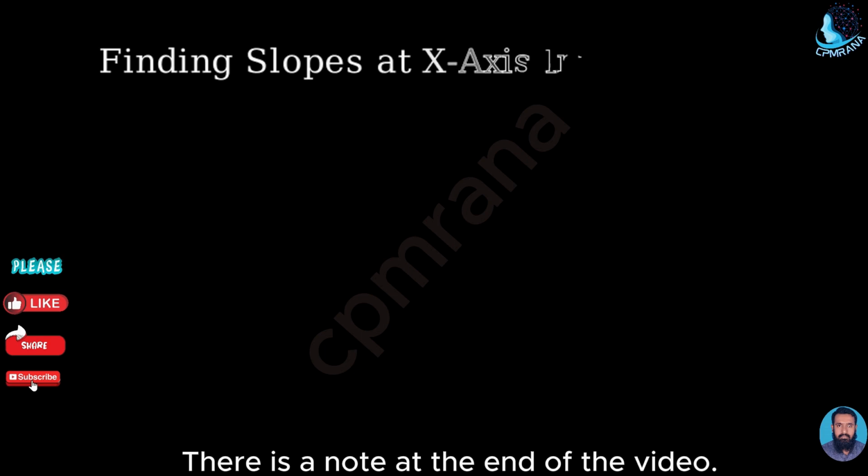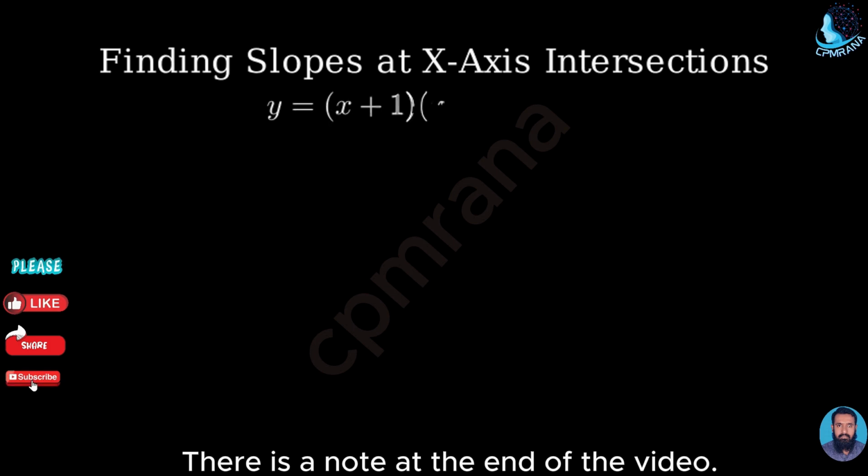Let's solve a problem about finding the slopes of tangent lines where a curve intersects the x-axis. We're given the equation y equals (x + 1)(x - 1)(x - 3). Let's break this down step by step.